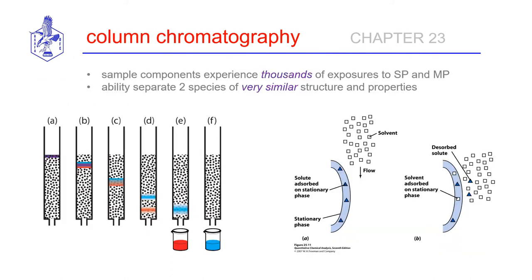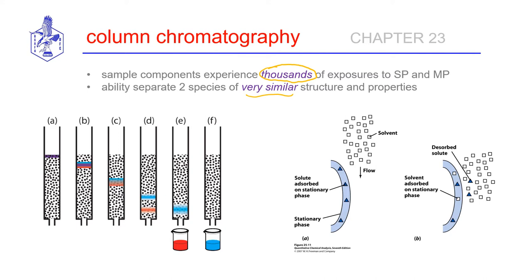Column chromatography is no different than paper chromatography. We are going to expose our sample and its components to two different chemical environments, the stationary phase and the mobile phase. What's different is in column chromatography, the number of exposures is huge. It's tens of thousands and hundreds of thousands of little exposures to those two chemical environments. By having so many exposures, we are going to be able to separate two different chemical species that have very similar structure and properties. Extremely powerful technique.